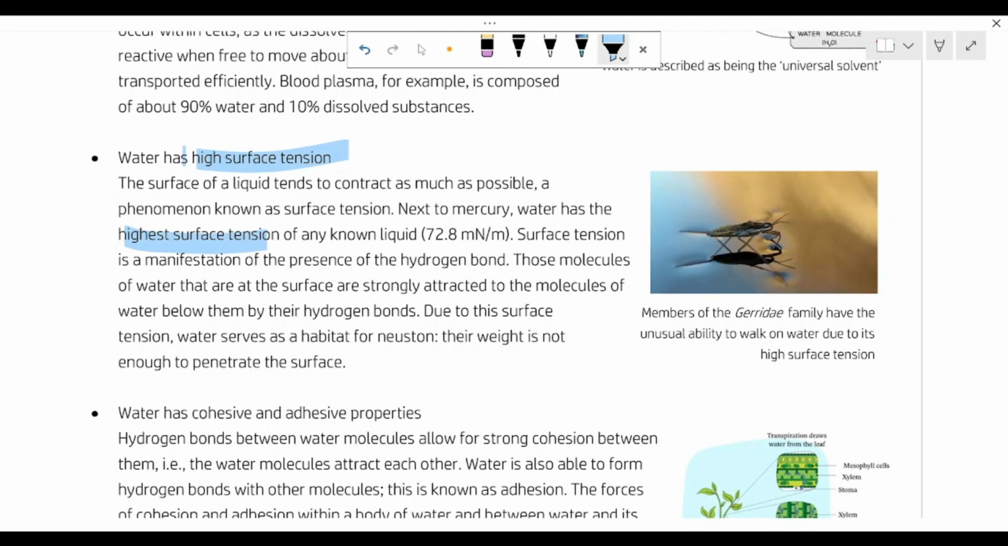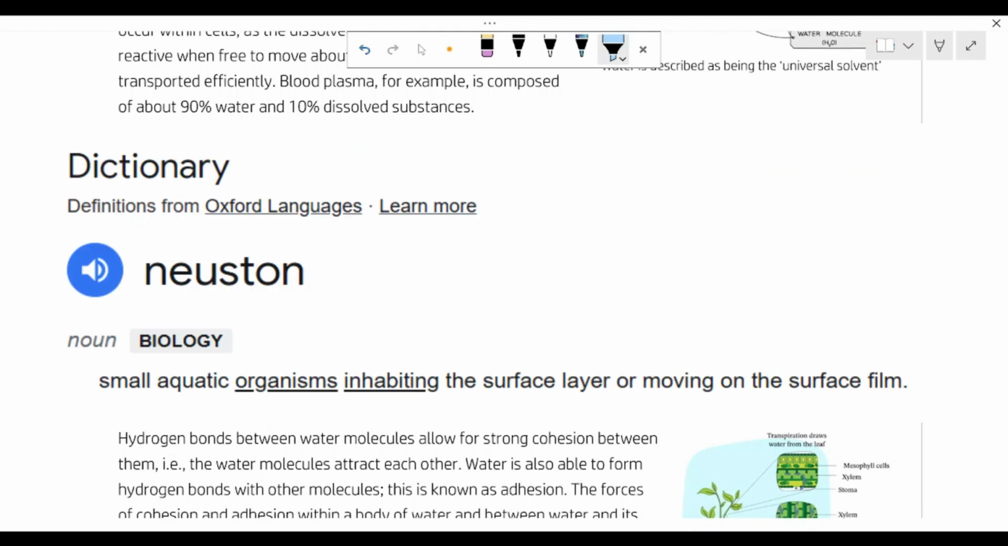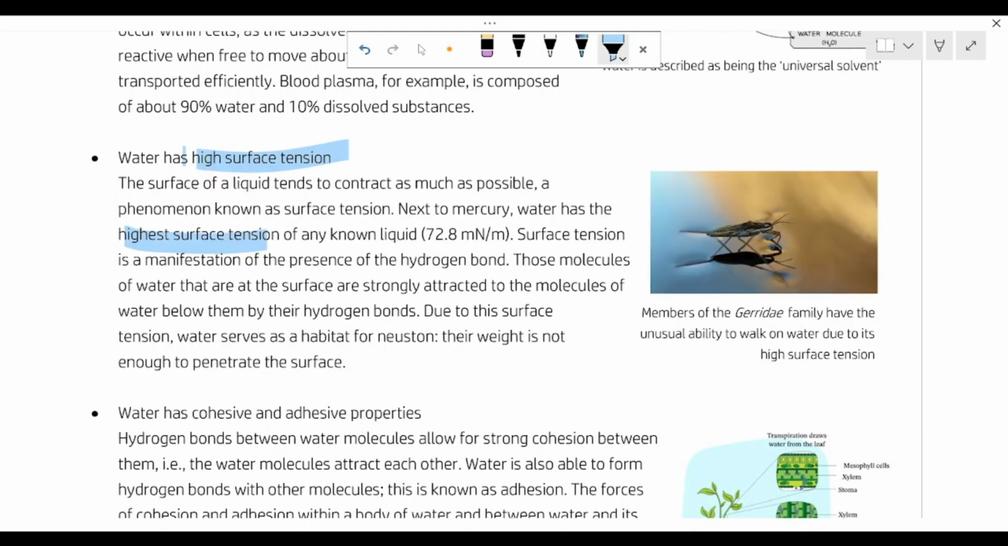Due to that surface tension, water serves as a habitat for neuston, which are just animals that live on the surface of the water. Their weight is not enough to penetrate the surface. For example, these insects in the diagram are commonly called water skaters, and they are able to walk on water because of its high surface tension.